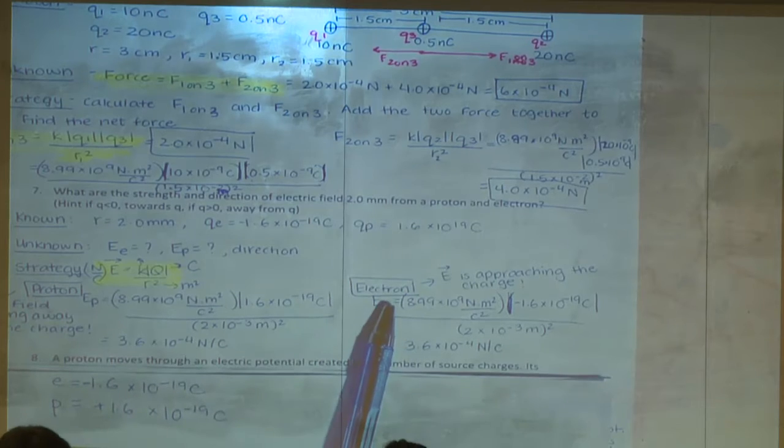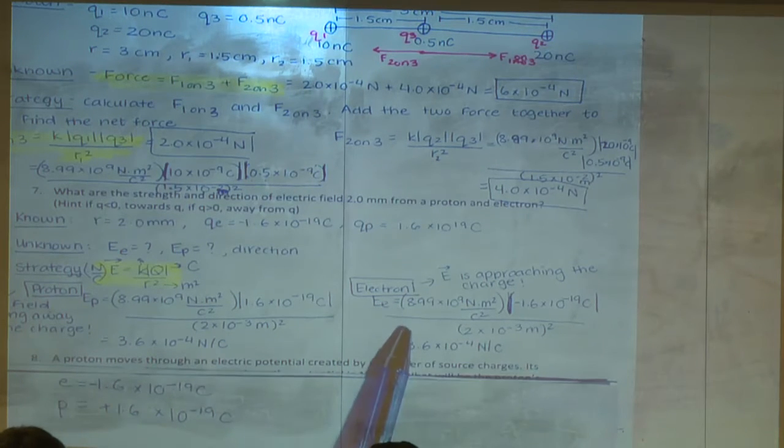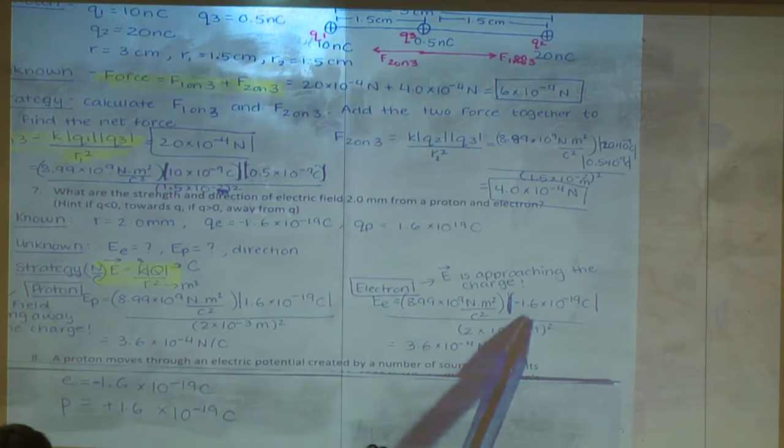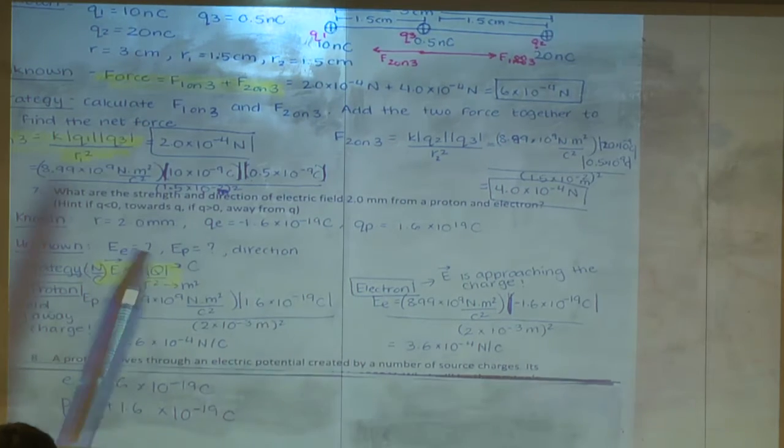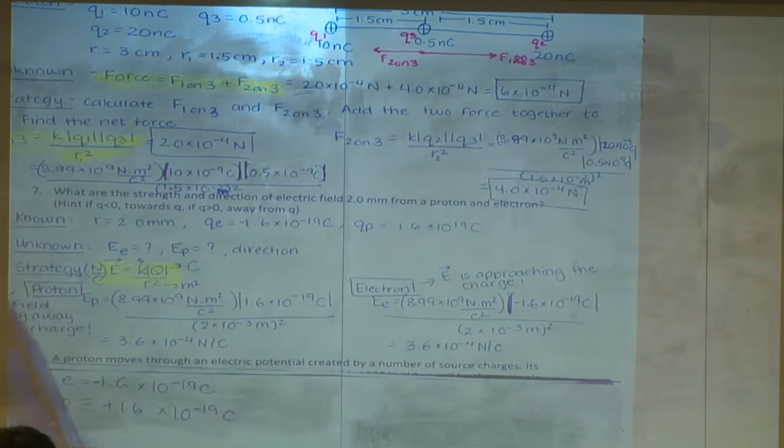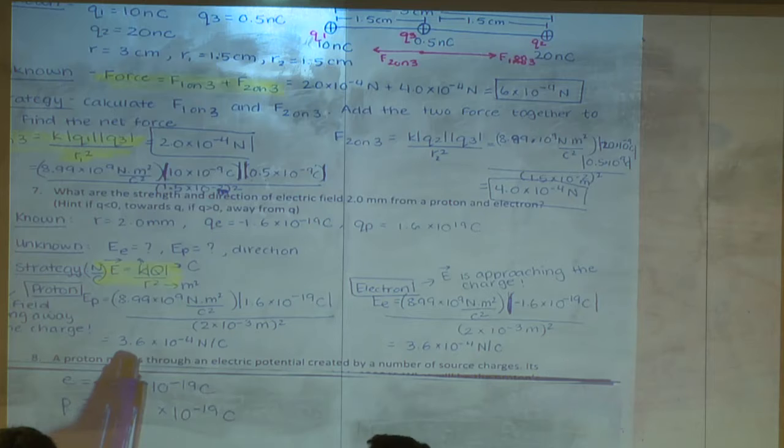And for electrons, it's going to be the same as well because it's an absolute value of charges. So the only difference we're looking for is the direction of the electric field, which is going to be a little different, but the electric field magnitude is going to be the same because we have the absolute value for the charges, so it doesn't make any difference. And their answer is 3.6 times 10 to the negative 4 Newton per coulomb.